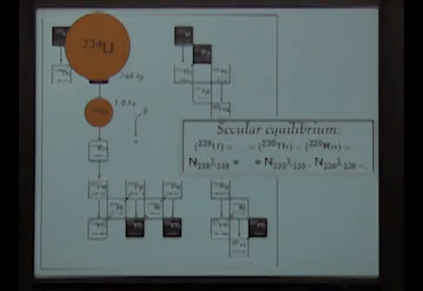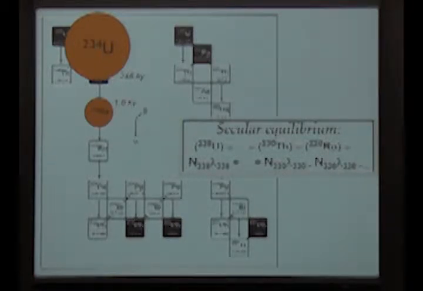So the system will adjust through the mechanism of the number of atoms present, and that means that if you can assume that a system is in secular equilibrium, you know what the ratio of every parent to every intermediate daughter is in terms of the number of atoms.